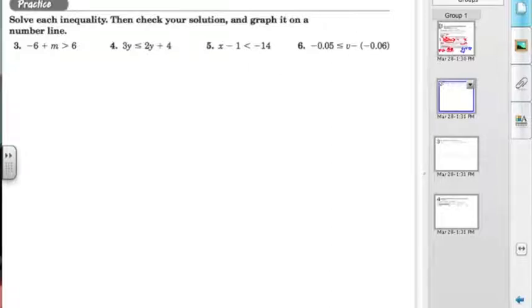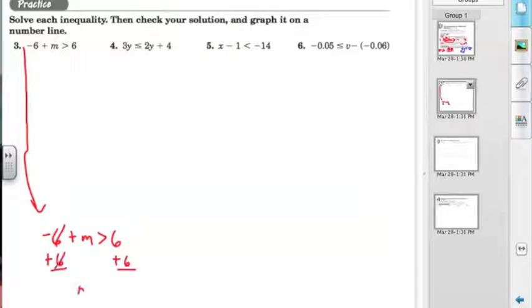Number 3. I have negative 6 plus m. I'm going to bring that way down here. So I have negative 6 plus m is greater than 6. All right, so I want to get m by itself. That means I have to add 6 to both sides. Cancel out. m is greater than 12.